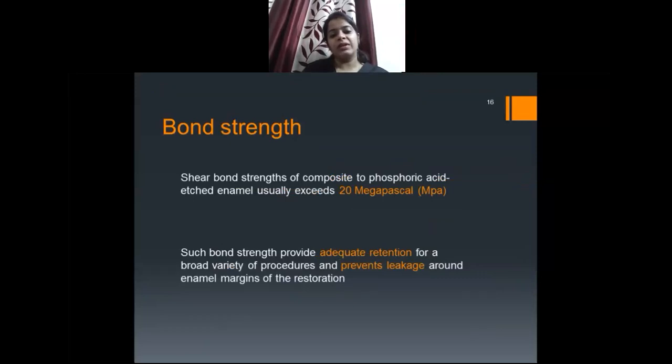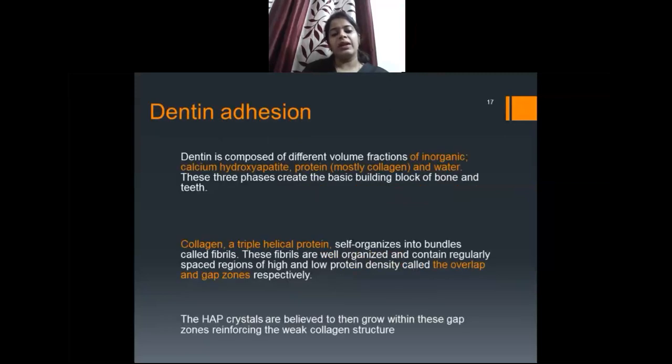Coming to the bond strength, shear bond strength of the composite resin to the phosphoric acid etched enamel usually exceeds 20 megapascal. Such bond strength provides adequate retention and prevents leakage. Dentin adhesion. Dentin is composed of different volume fractions of inorganic material, that is calcium hydroxyapatite, proteins, and water. These three phases create the basic building block of bone and teeth.